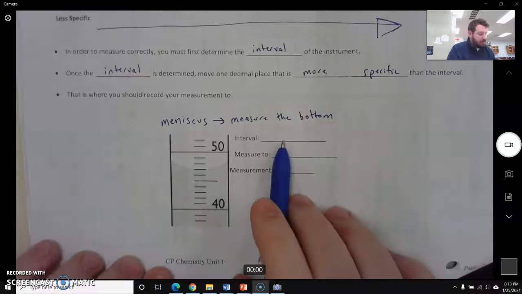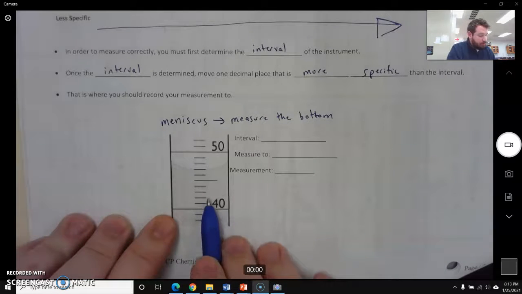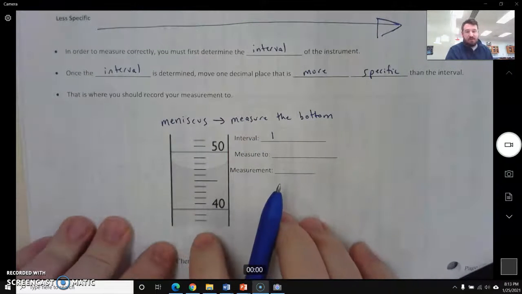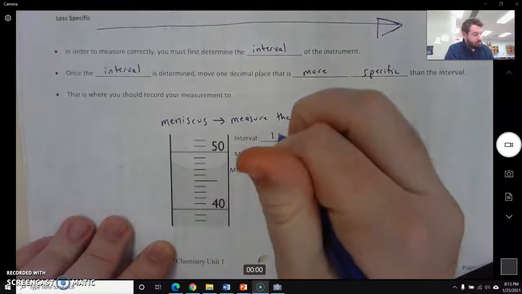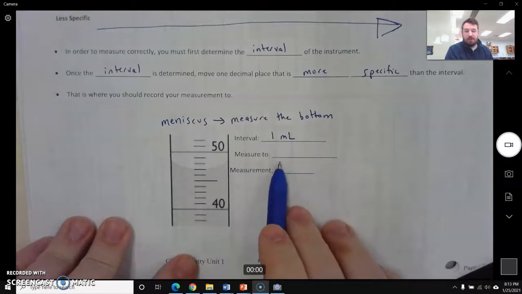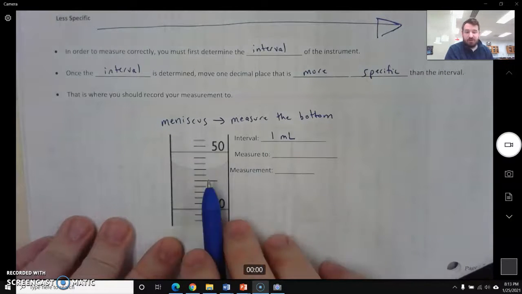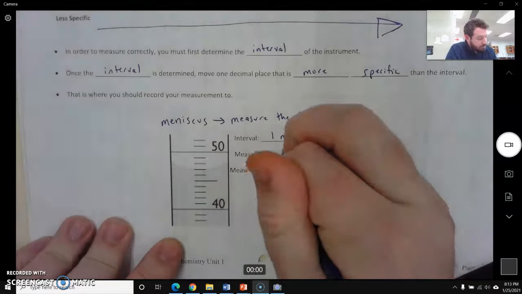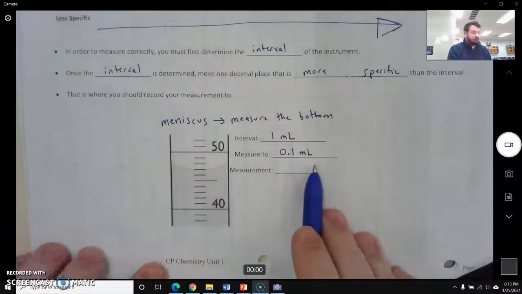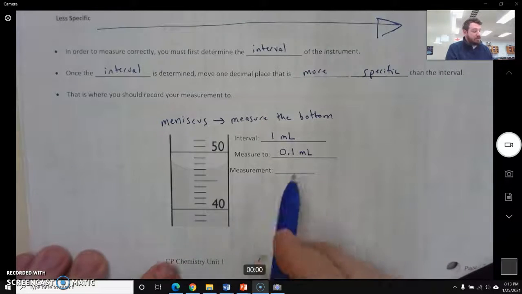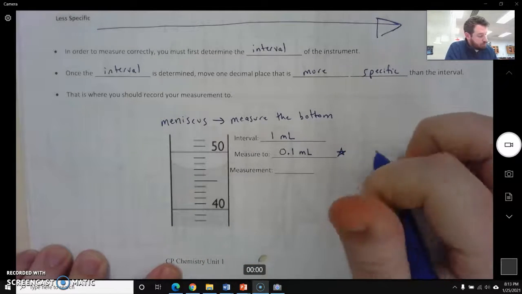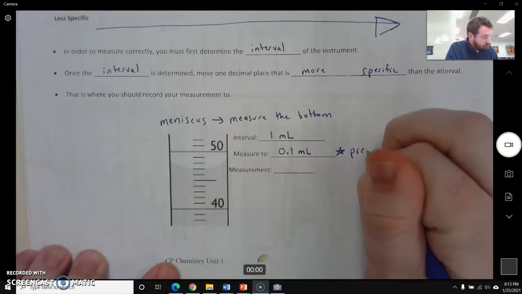Alrighty, welcome back. So our interval here, we are going up by 1, and then our units, I don't know if you got this, but it's a graduated cylinder, so our unit should be milliliters, lowercase m, capital L. You are going to then measure to the tenths place, or the 0.1 milliliters.